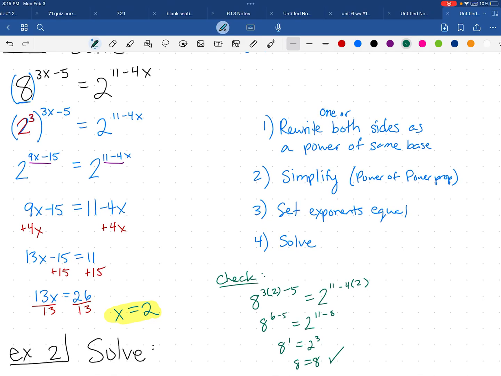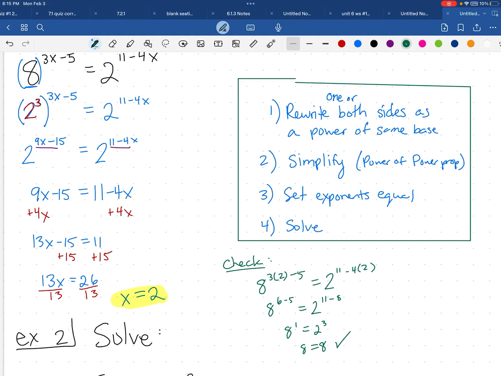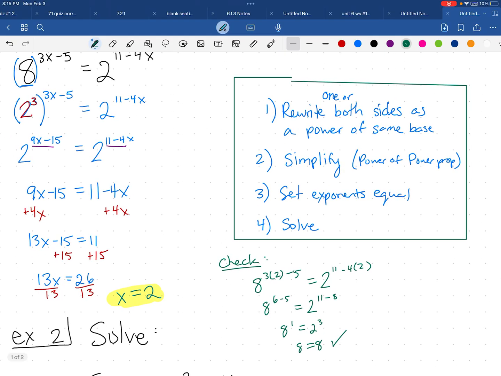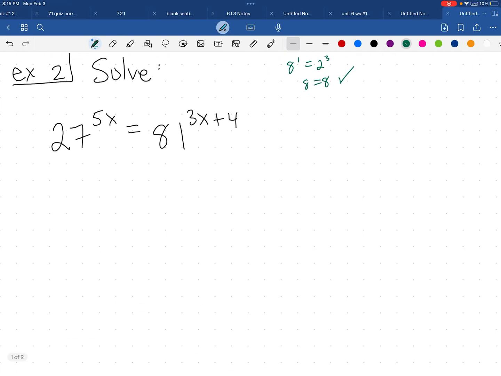Okay, so these are going to be your steps. You're going to want to rewrite one or both sides. In this case, I only had to rewrite one side as powers of the same base. Then simplify. In this case, I had to use the power of a power property. Set the exponents equal, and then solve. So go ahead and take a look at this one, see how it may be the same or different, and go ahead and give it a shot. Maybe pause the video and then unpause it.